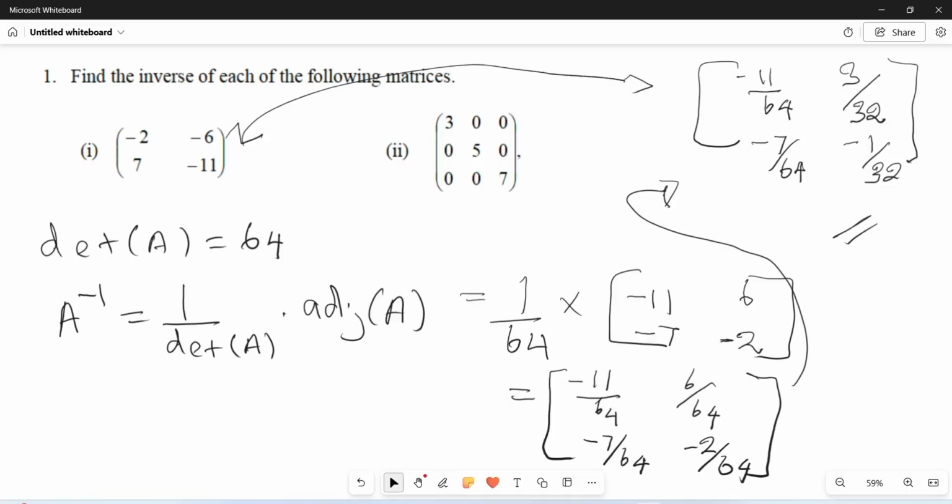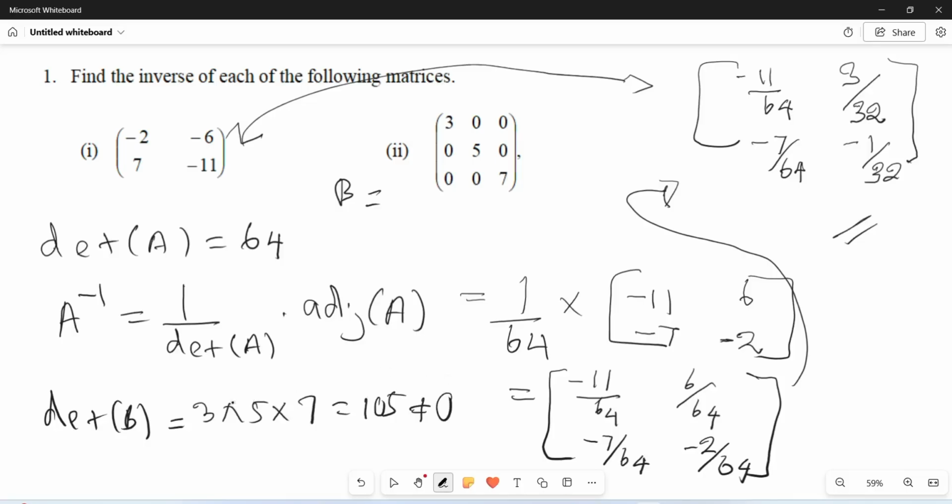But in the same way, first of all, you want to check whether the inverse is existing. How do you find out that one? The determinant. We'll take this one as B. The determinant of B. Now here it is easy to get the determinant of B. What do you want to do? If it is a diagonal matrix, you want to just multiply these diagonal elements. Now there are 3 elements. You want to just multiply 3 by 5 by 7, that is 105, and it is non-zero. That means inverse exists. That means B inverse exists.